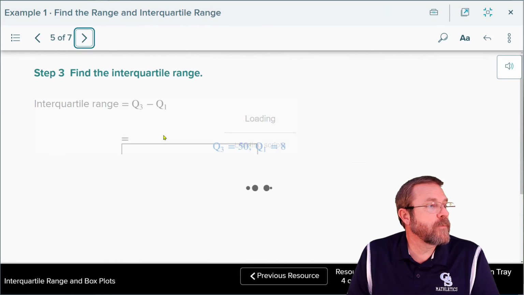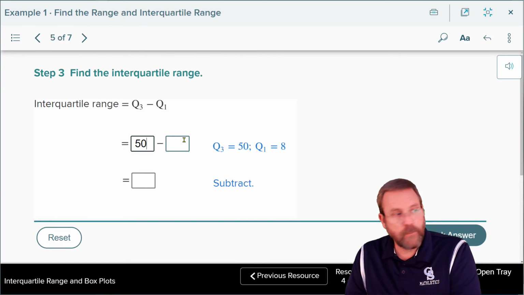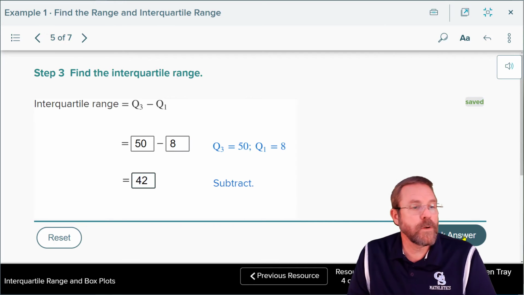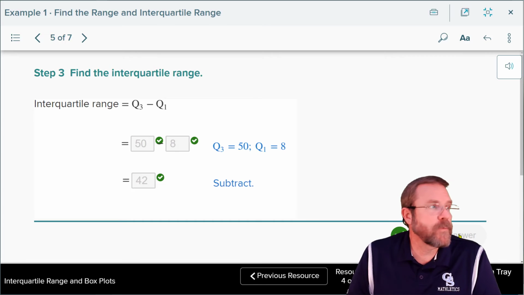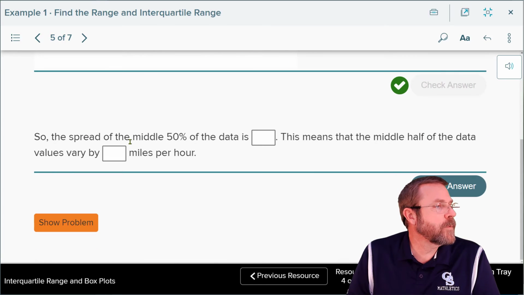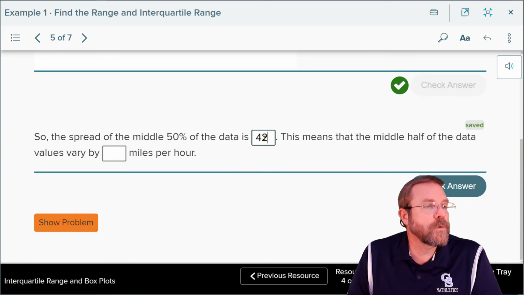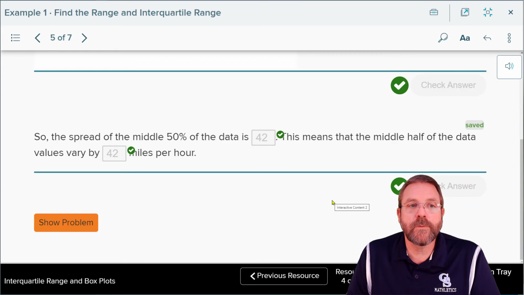Next thing we're going to find is the interquartile range, which is going to be our 50 minus our 8, otherwise known as 42. So our interquartile range between those speeds is going to be 42. So the spread of the middle 50% of the data, that's 42, otherwise known as the interquartile range, which means the middle half of the data varies by 42 miles per hour. That's all there is to doing these.